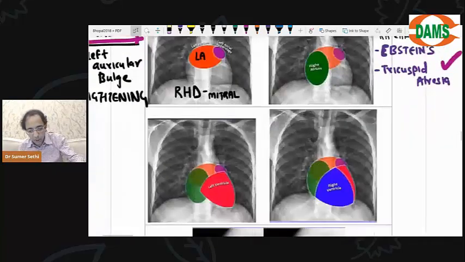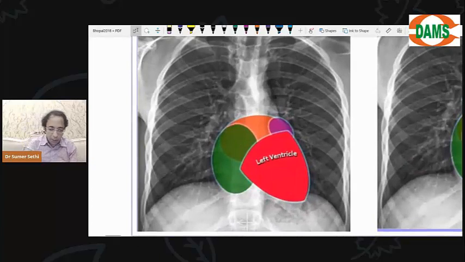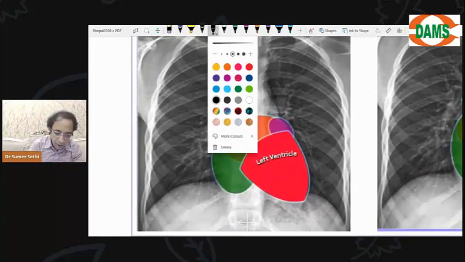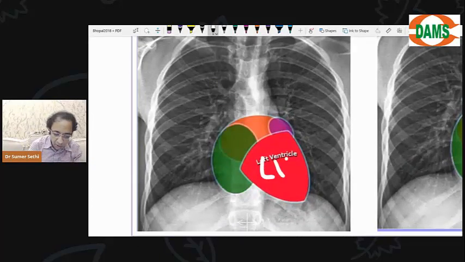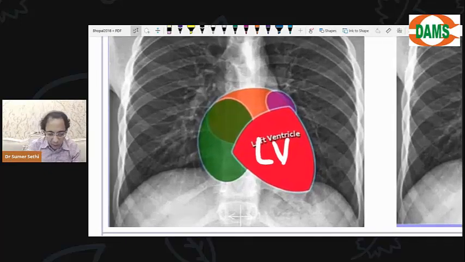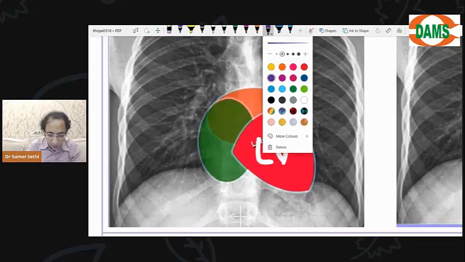Okay, now see an answer. Now, as I go more anterior, you can see a cardiac chamber that I'm labeling. This is your left ventricle. Now, left ventricle forms the apex of the heart.